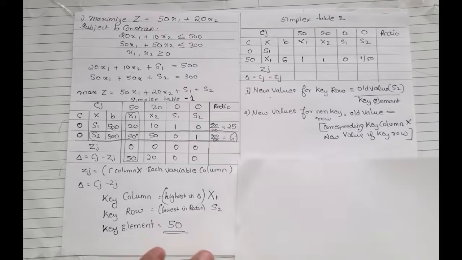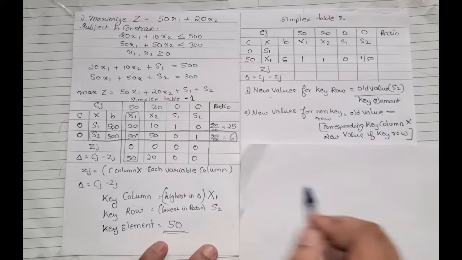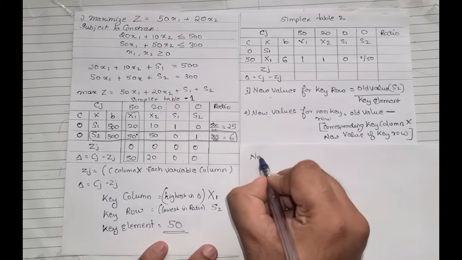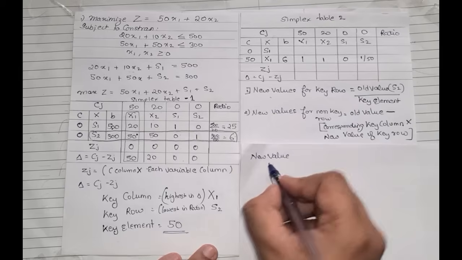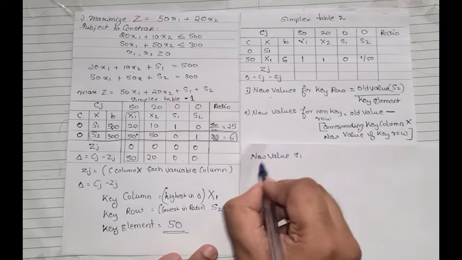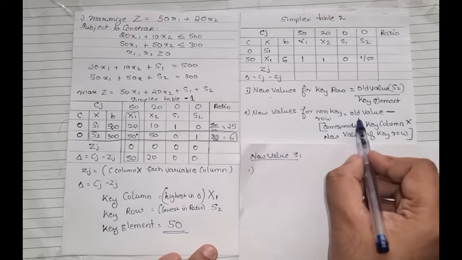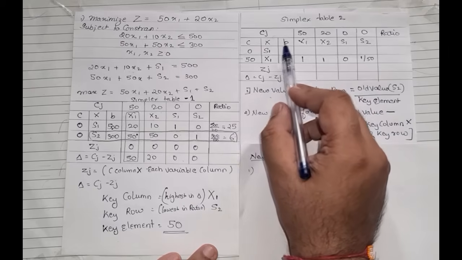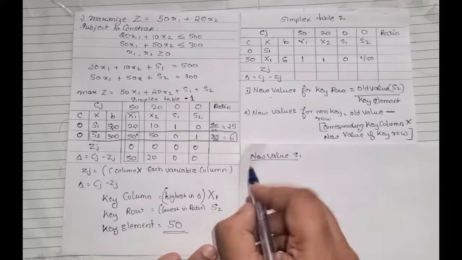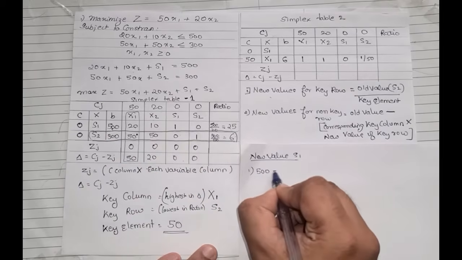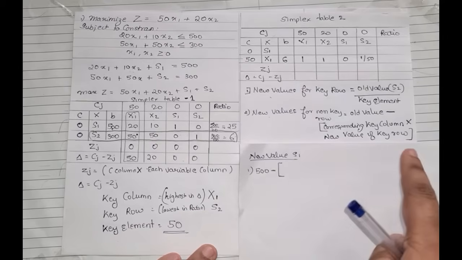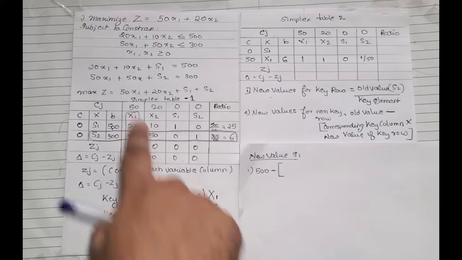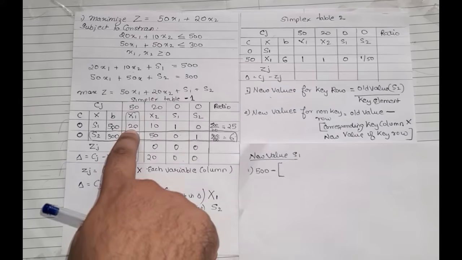So let's see how we will find this new value. So we'll write a new value. Now for the first one, this is basically for the S1 column. Now the old value, the old value of B was 500, so it will be 500 minus the corresponding key column. Now the key column is x1, so the corresponding key column value was 20.